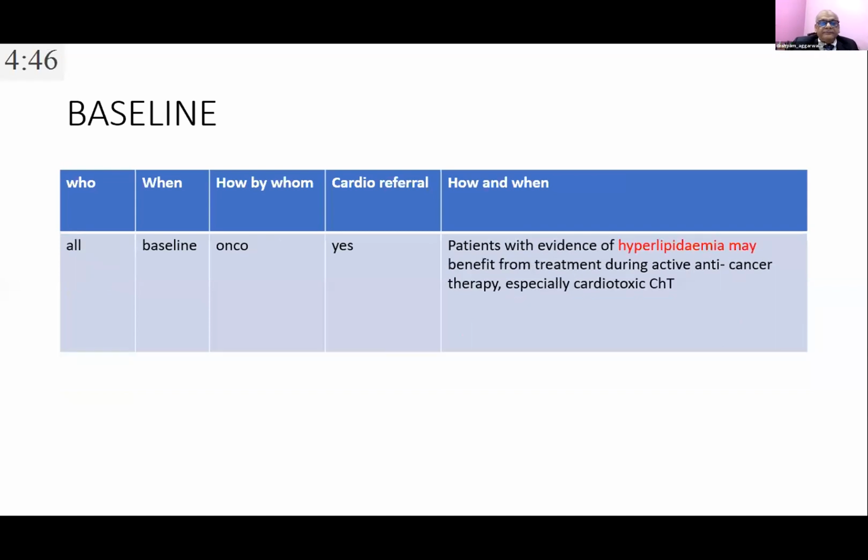Next, please. So now at baseline, for all patients who have hyperlipidemia, the evidence may not be very strong, but I think it is not a bad idea to be in touch with the physician or the cardiologist to control the hyperlipidemia, because there is some evidence to suggest that people may develop higher incidence of cardiotoxicity with such chemotherapy drugs like anthracyclines.